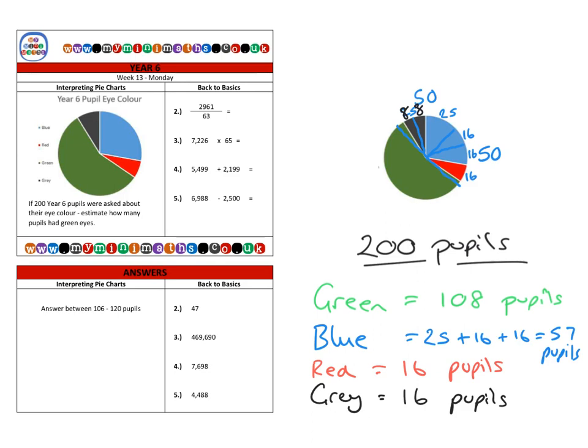Now, when looking at our estimations, we have 108, we have 57, we have 16, and we have 16, which gives us a total of 197 pupils. Now, we know this is not the exact 200, but it is only an estimation.